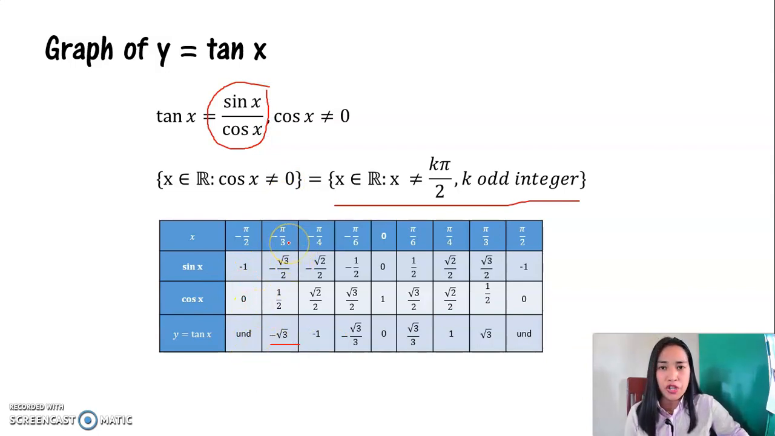When x is negative pi over 3, our sine x is negative square root of 3 over 2, and our cosine x is 1/2. If we divide sine by cosine, the result is negative square root of 3, and the other values follow the same process. You will notice that the values are the same, the only difference is their sign. So what does the graph look like? Somebody asked me in our live class why the graph has this form. This is now the reason: the values in the table.